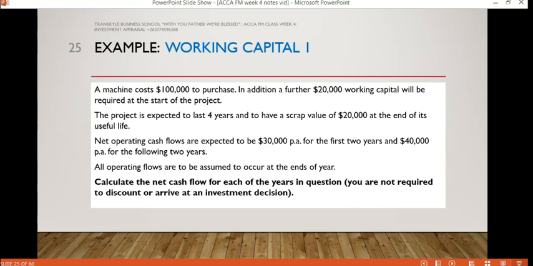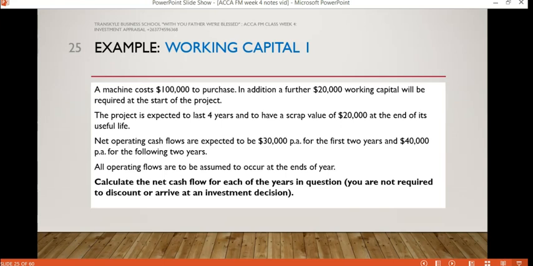The first one will be where the working capital is just required at the start of the year and then getting released at the end of the year, which means that the working capital would be an outflow at the beginning of the project's life, and then it is going to be recovered, or it is going to be an inflow, excuse me, at the end of the project's life.